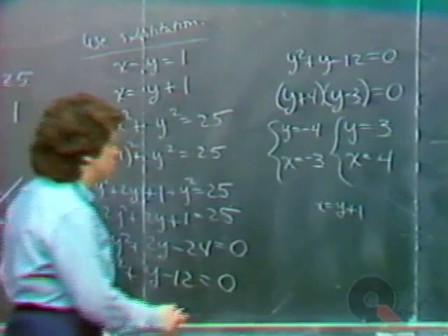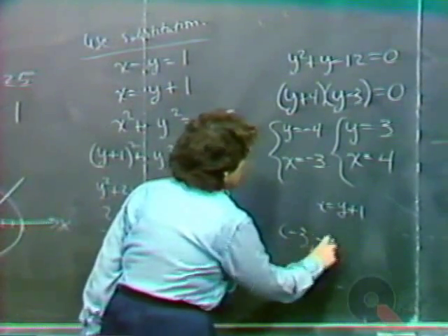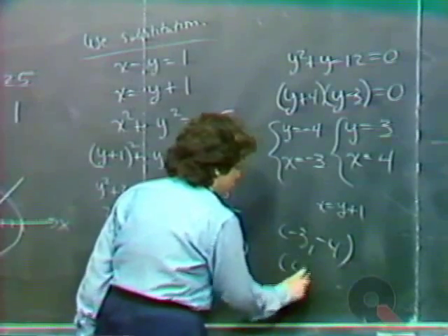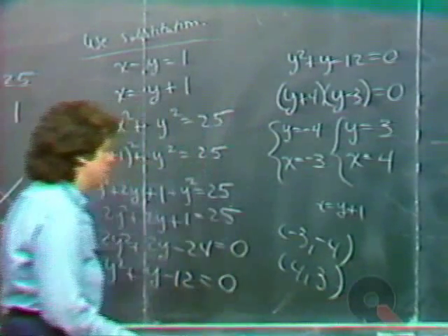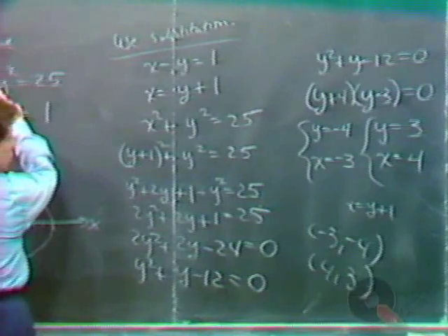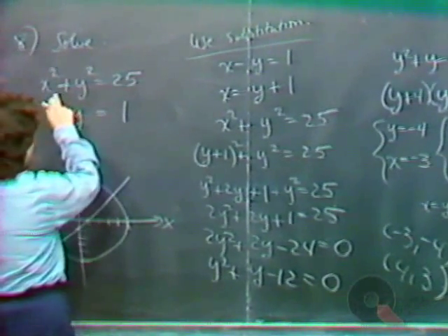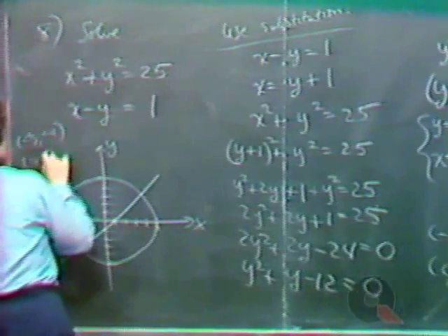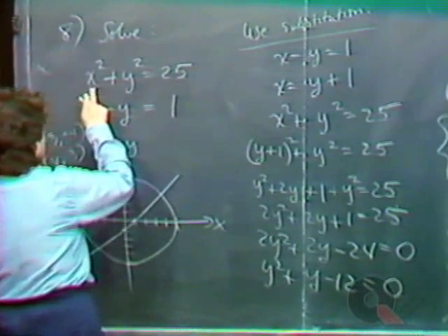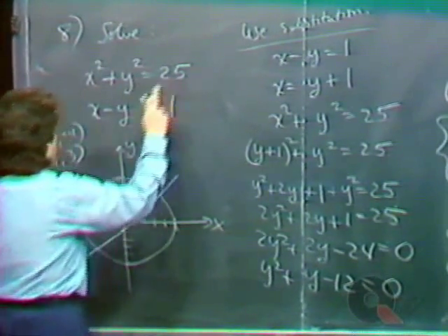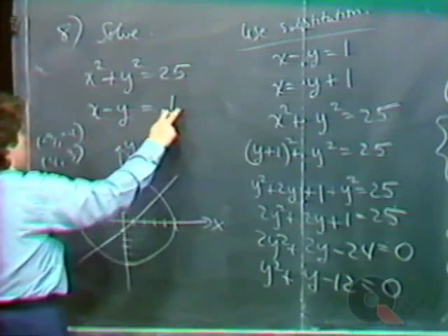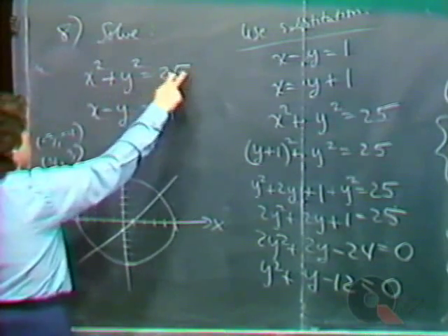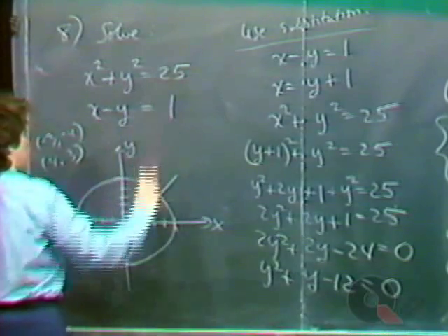We have minus 3, minus 4, and 4, 3. Checking in here, minus 3, minus 4, and 4, 3. We have 9 plus 16 is 25. Minus 3 plus 4 is 1. 16 plus 9 is 25. 4 minus 3 is 1.